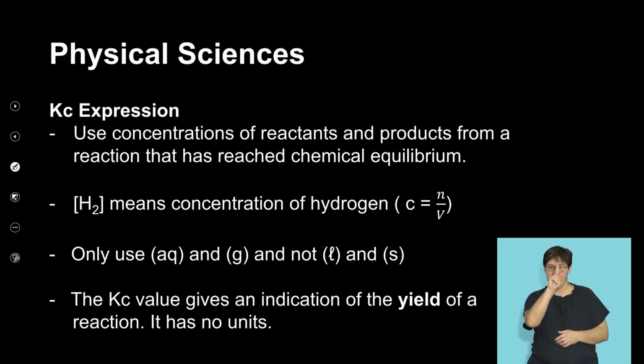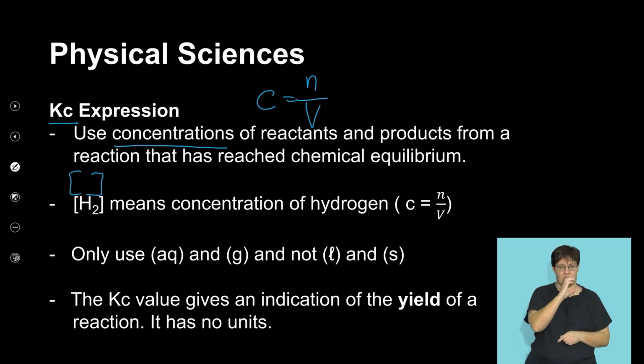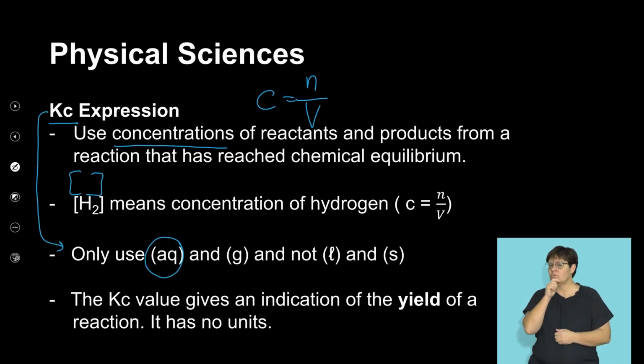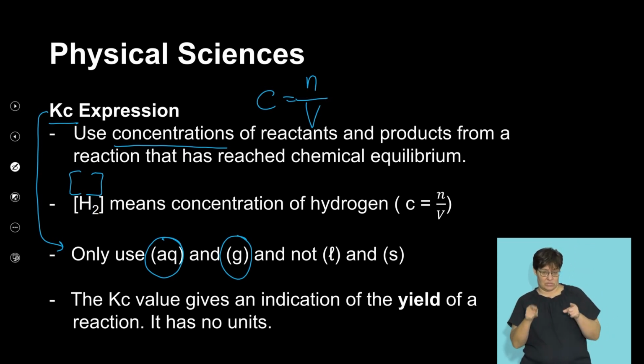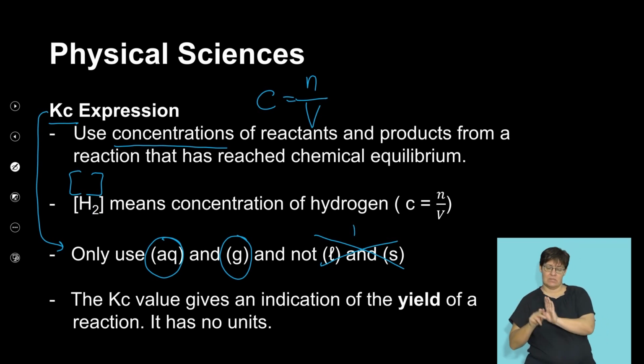When we look at the Kc expression, we use the concentration of the reactants and the concentration of the products. I just want to remind you again that concentration is the number of moles per unit volume. We use square brackets for concentration, so this is the concentration of hydrogen. When we work on the Kc expression, we only use aqueous solutions and gases. We do not use liquids and solids because liquids and solids have a constant concentration. We normally use a 1 to represent their concentration.